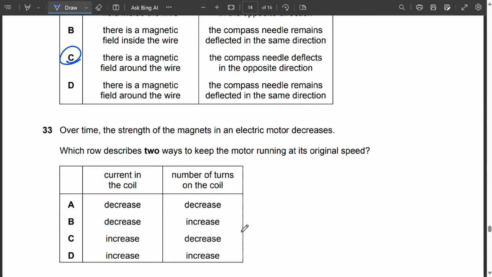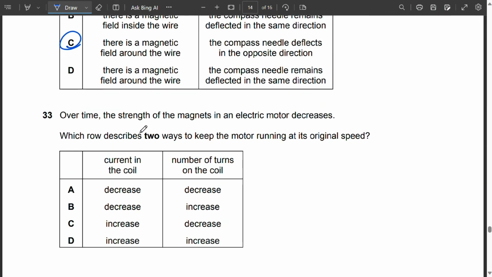33. Over time, the strength of the magnet in an electric motor decreases. So it's the strength of the magnet. Which row describes two ways to keep the motor running at its original speed? First of all, the current in the coil has to be increased because the strength of the magnet has decreased, and the number of turns in the coil also has to be increased.